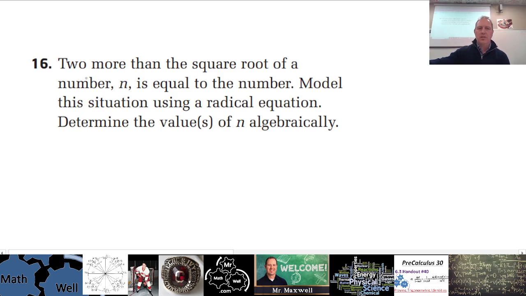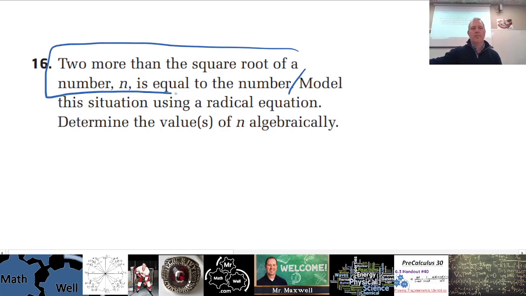So this question says 2 more than the square root of a number n is equal to the number. Okay, so this first sentence right here is giving us enough information to write an equation, okay? And in math, when you're given a word problem, you want to try and write some kind of equation to solve. So that's the goal. So we want to convert this sentence into some kind of equation. And it says, model the situation using a radical equation and determine the values of n. So we're going to set up an equation and we're going to solve for the variable.